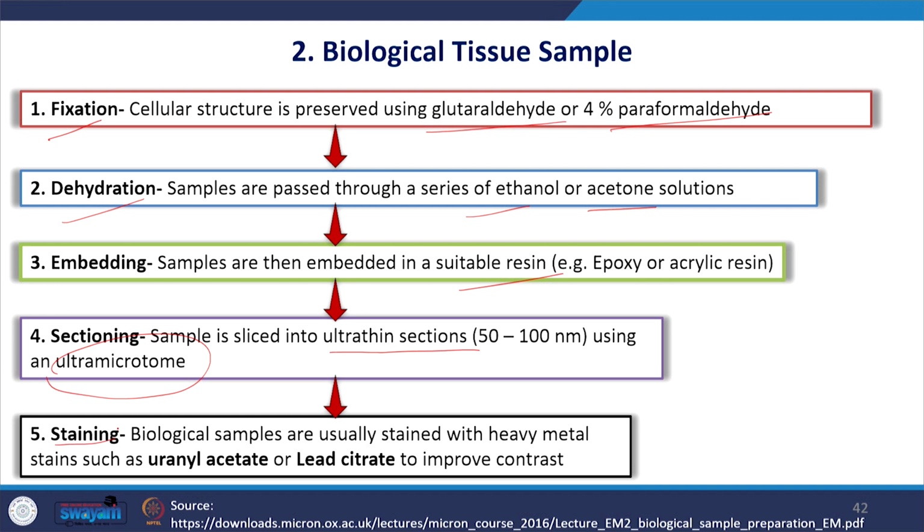So, as I told earlier, biological samples or some of the polymeric samples, we have to stain with heavy metal stains such as uranyl acetate or lead citrate to improve the contrast. So, this is called negative staining. That means it stains the background so that you can get better quality images. I hope you understood the SEM and TEM.